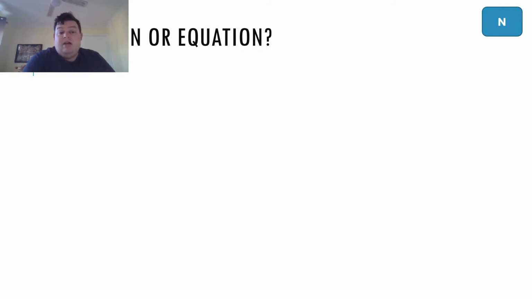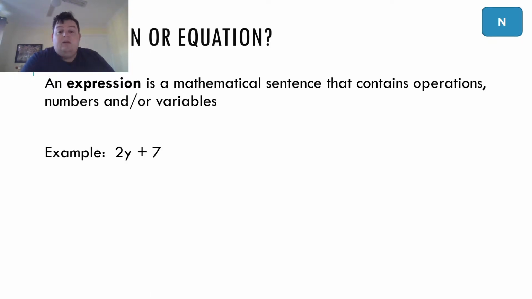So to start with, what's an expression? What's an equation? You probably hear me use these terms a lot. They do mean different things. An expression is a mathematical sentence that contains operations, which are plus, minus, times, divide, and numbers, and it can also contain variables, which are letters. All right. So, for example, 2y plus 7 is an expression.